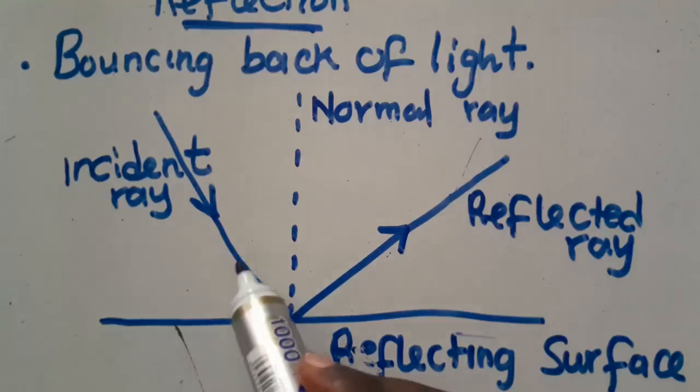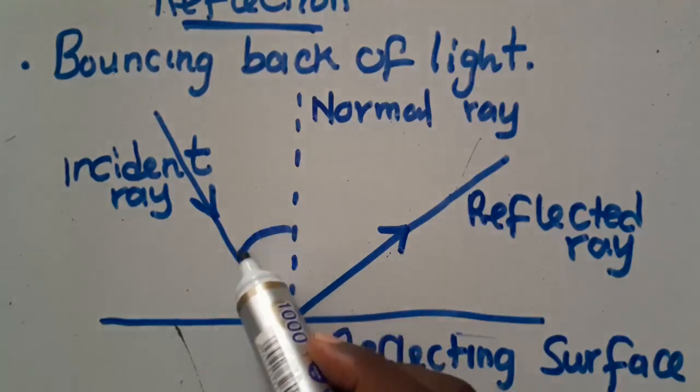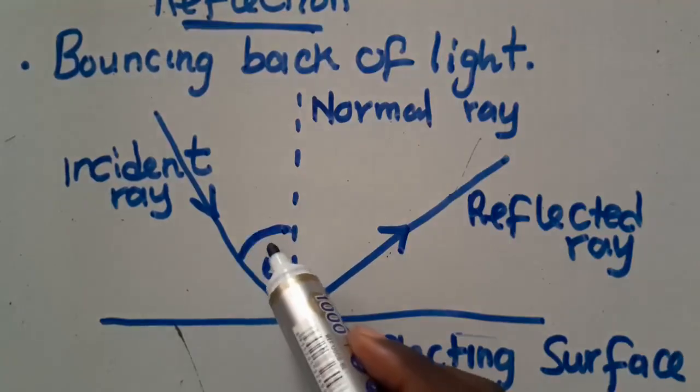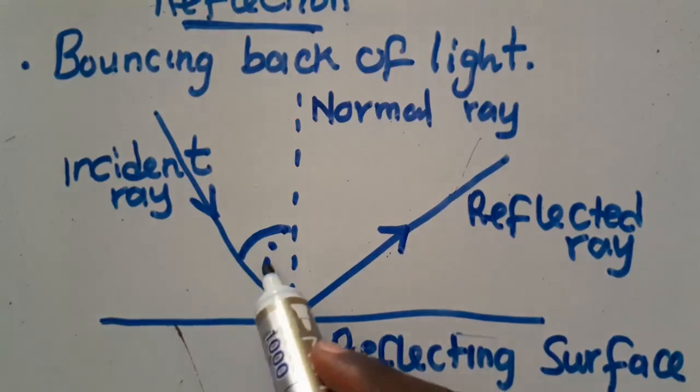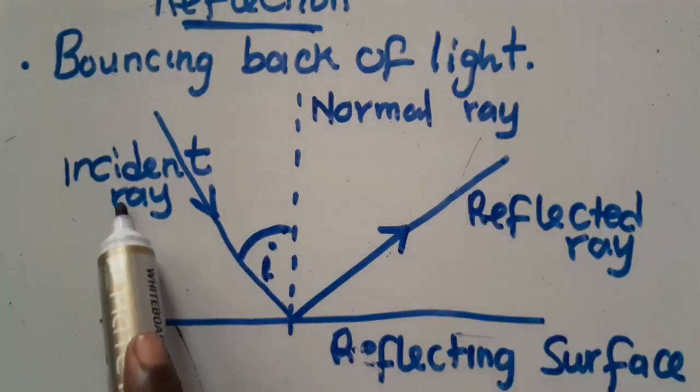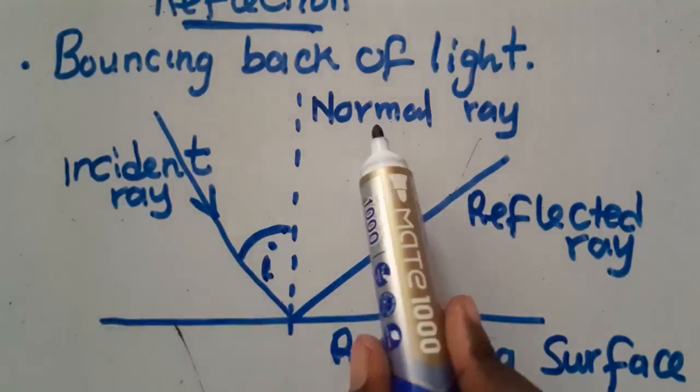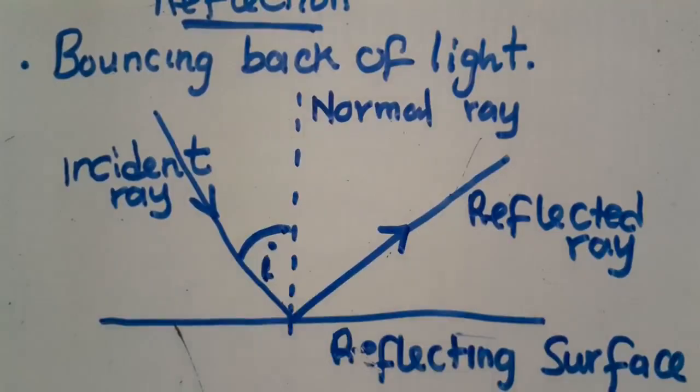We also have an angle there. We denote it by I. This angle here is called the angle of incidence. The angle between the incident ray and the normal ray is called the angle of incidence.